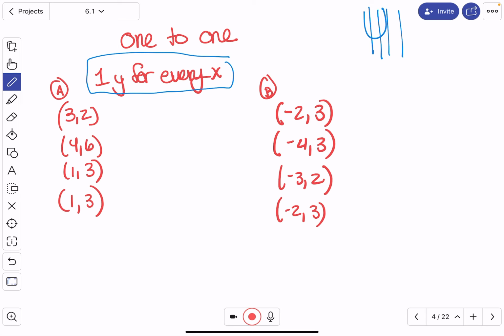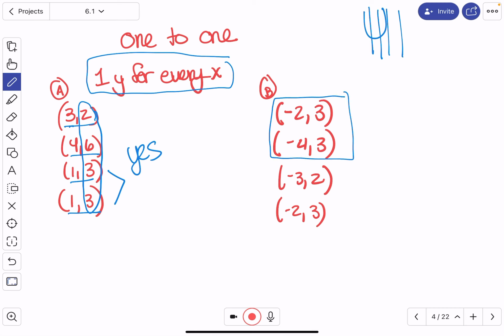So if we were trying to decide if these were one-to-one, we would look. First, 3, 2, 4, 6, 1, 3, 1, 3. Whatever we put in for x gives us a y, so it is a function. And these are all different depending on the x. These two are the same, but they have the same x. So yes, this is one-to-one. If we look at b, it's a function because when you have the same x value, you have the same y. But it's not one-to-one because you get two of the same y value for different x's. So that makes it not one-to-one.